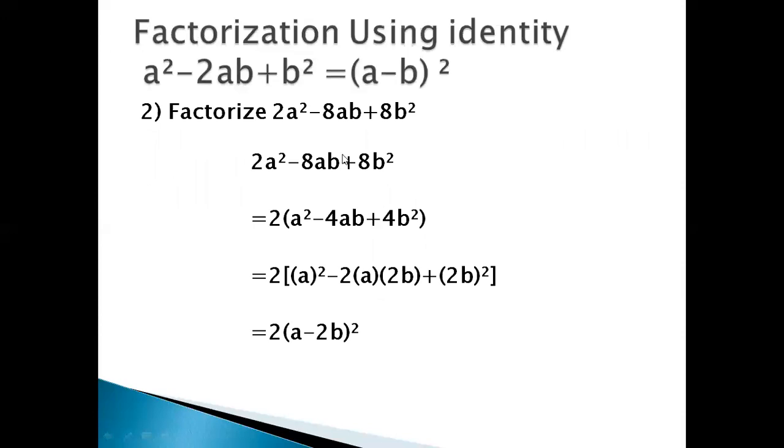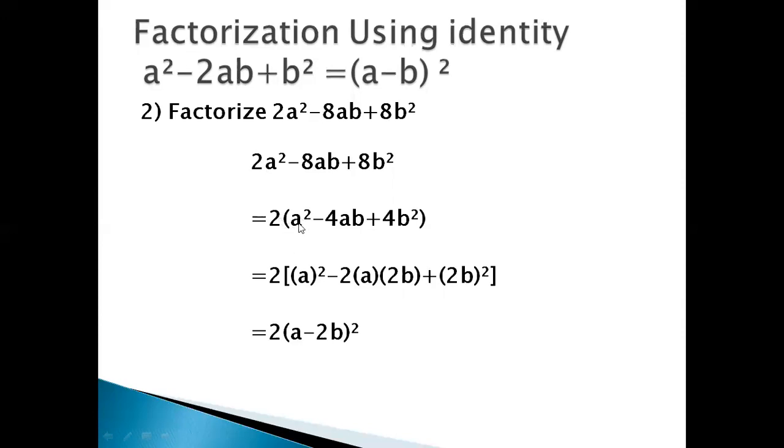Now see another example. 2a square minus 8ab plus 8b square. Now we have to see two perfect squares. First of all, we can see there is no perfect square. 2 is not a perfect square of any number and 8 is not a perfect square of any number. So now you can see that we can take 2 as a common factor. First of all, we will take 2 as a common factor from this expression.